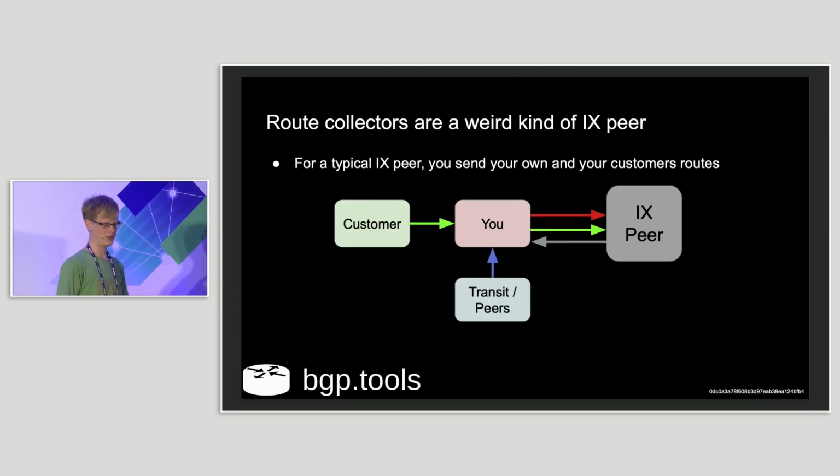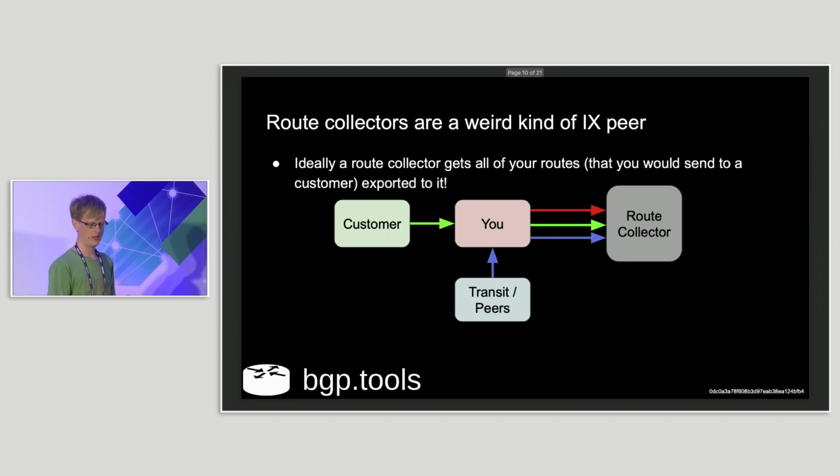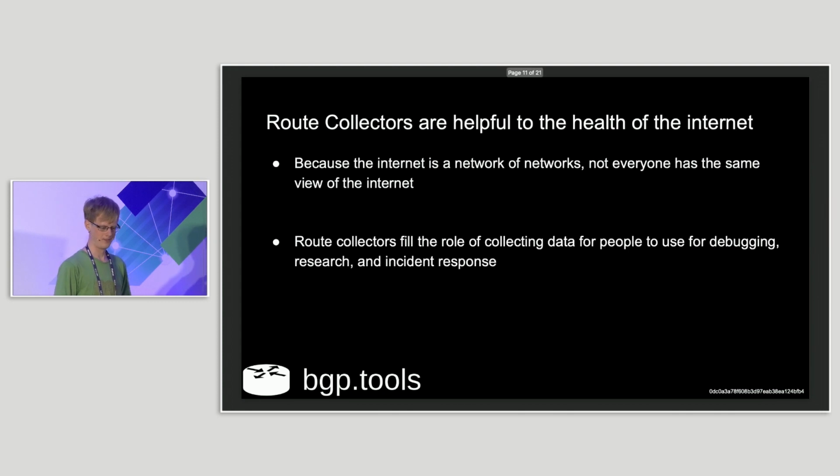So they're kind of a weird peer. For your typical IX peer, you would send your customer cone, so your routes and your customers' routes, to an IX peer. You probably shouldn't send your transit or your peers' routes to an IX peer; it's called a route leak if you do that. But with a route collector, you do want to do that. You want to give the route collector, ideally, the full view that you have of the internet. So what you would send a full customer, you would send to a route collector on an internet exchange, which is a relatively unusual configuration, because it would seem like you are effectively selling transit over an internet exchange, which is forbidden, at least in some internet exchanges.